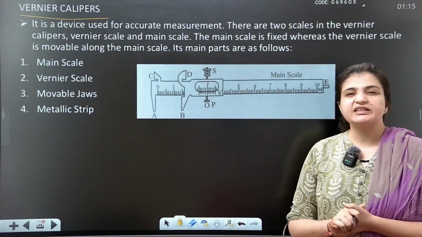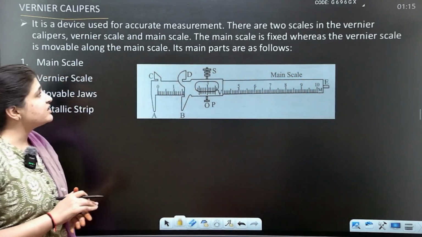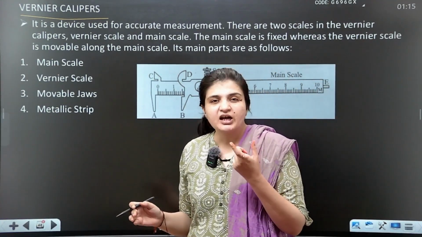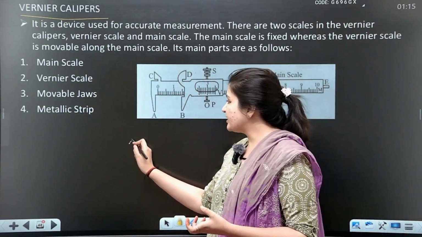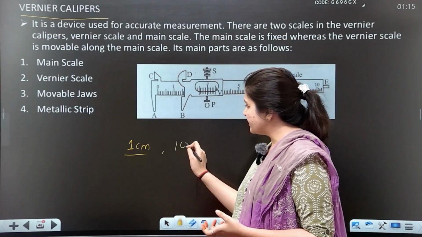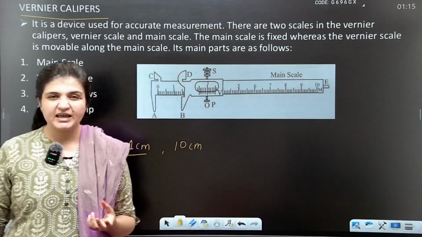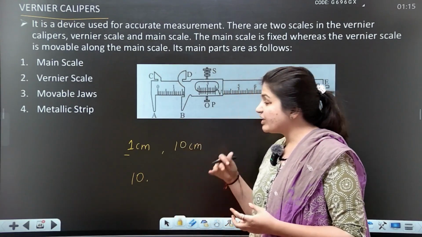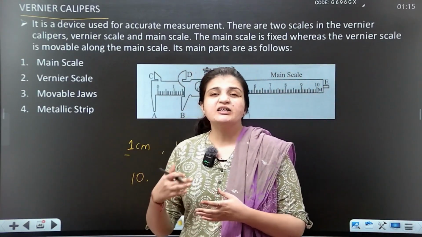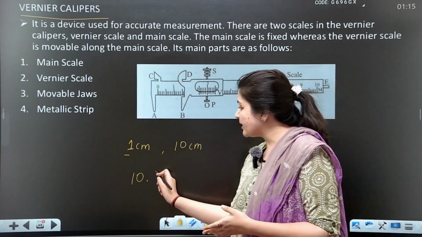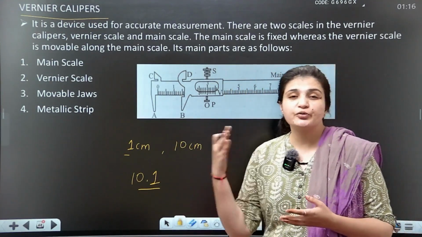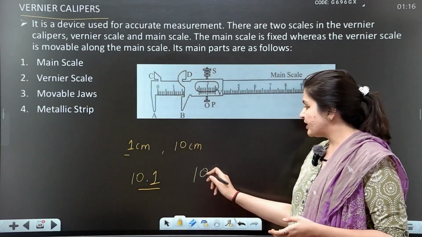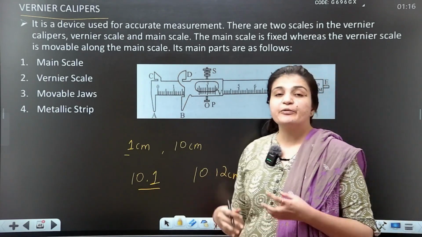So students, what is a vernier caliper? A vernier caliper is a device for accurate measurement. Why do we use it? For example, with a simple scale, we can measure a length like 10 centimeter. But if we have to measure the length to a more accurate digit, like 10.1, 10.12, we have to use more precise devices.